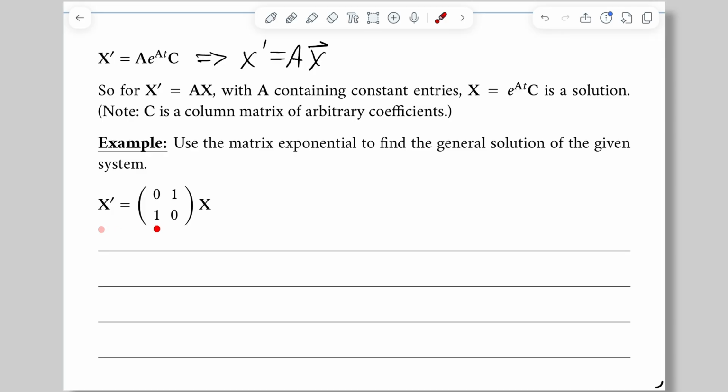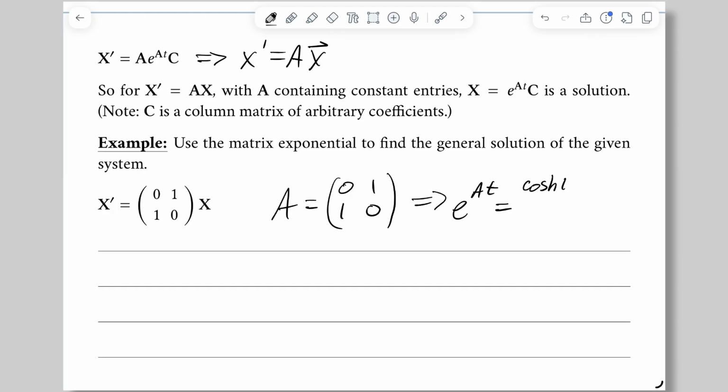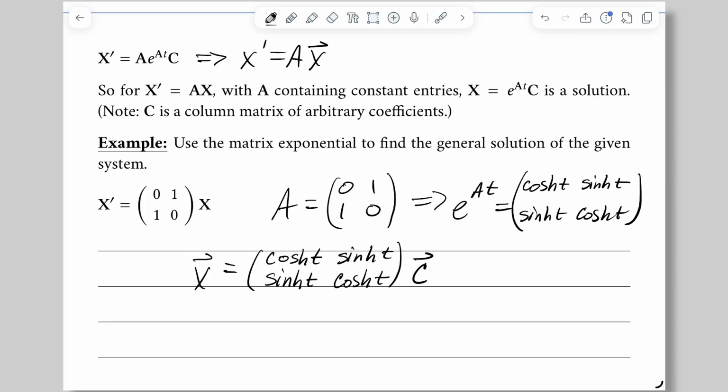x prime equals 0, 1, 1, 0 times x. In this case, A is 0, 1, 1, 0, but we already know what e to the At is. We saw it in a previous video. e to the At has entries hyperbolic cosine of t, hyperbolic sine of t, hyperbolic sine of t, hyperbolic cosine of t. So x is equal to that matrix, which I don't really want to read again, times c. All the work was done in finding the matrix exponential, but there's our solution.